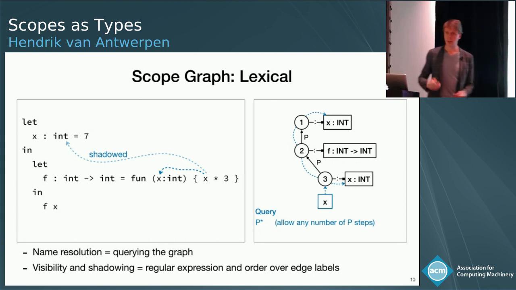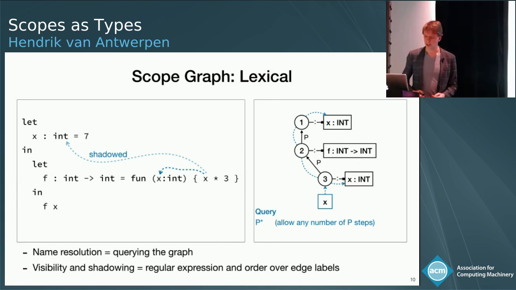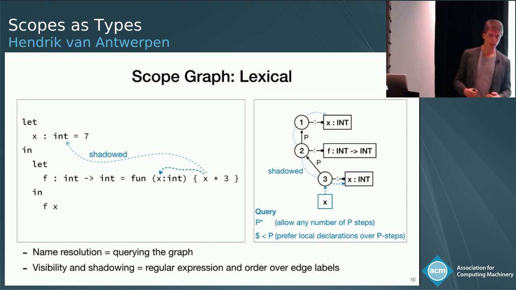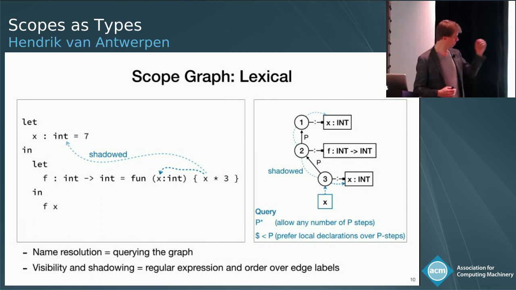So we have a second ingredient here, which is an ordering that tells us which one we consider to be more specific. And in this case, we say we prefer local declarations over declarations that are reachable in the context by taking any P steps. And this results in a resolution to the x in scope 3 in this case, but not to the one that comes from the outer let.